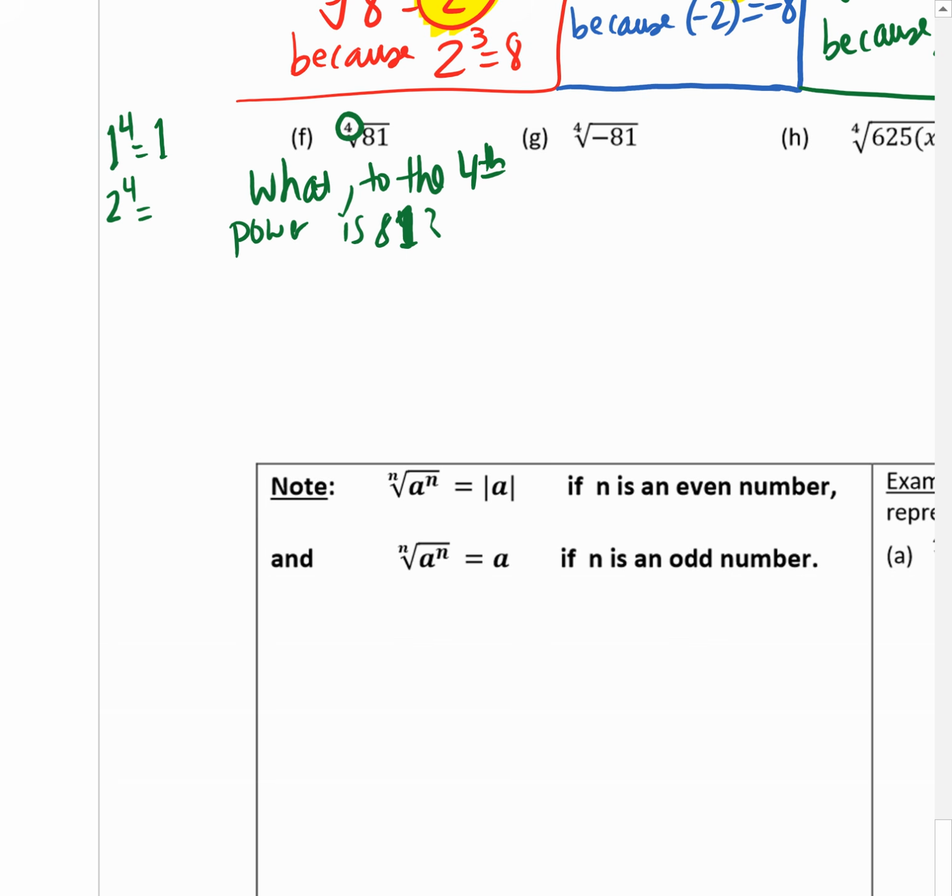2 times 2 times 2 times 2 is 16. No. What about 3 to the fourth? 3 times 3 times 3 times 3, that is actually 81. That must be it. It must be 3. That's the answer to that one.